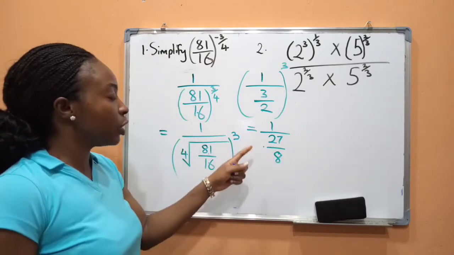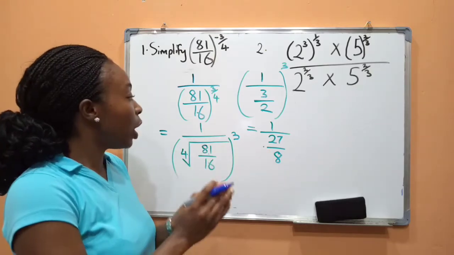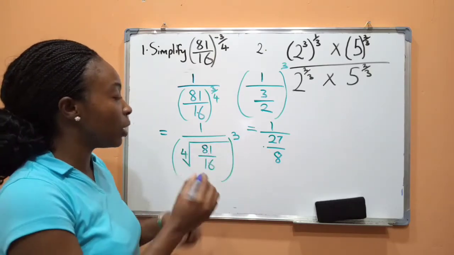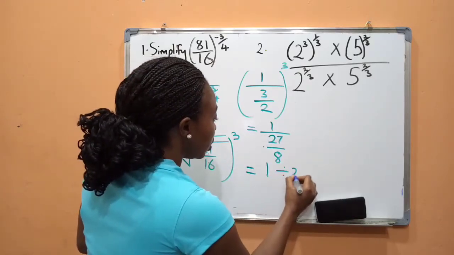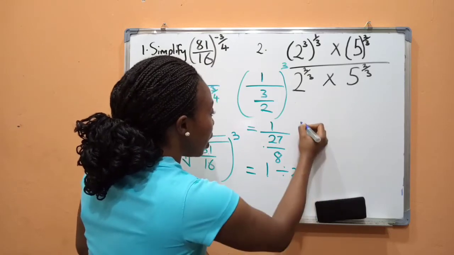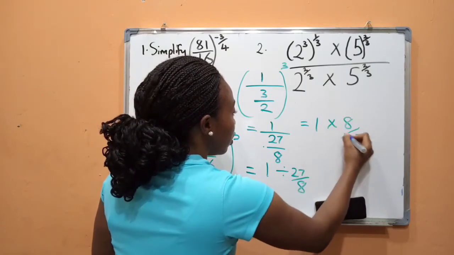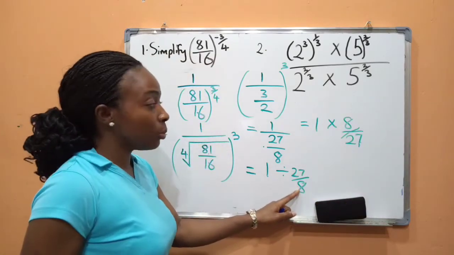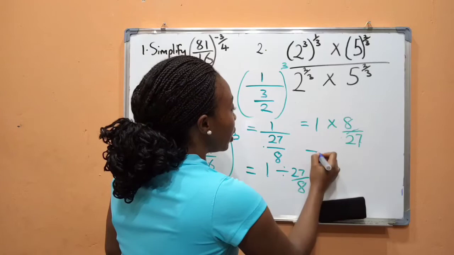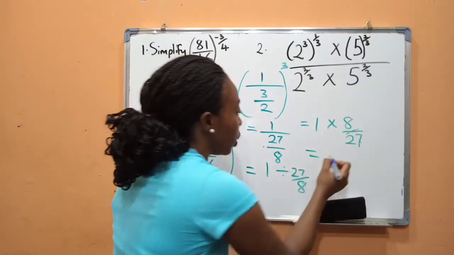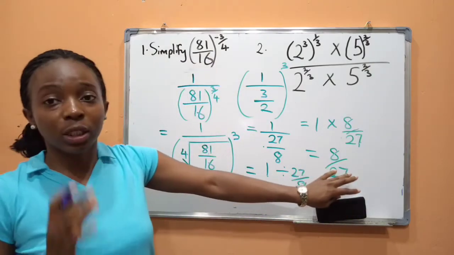By the time we've gotten to this stage, remember I told you, whenever you have a whole number dividing a fraction, or you have a fraction dividing a fraction, the inverse operation is going to take place. What do I mean? We are going to have 1 divided by 27 over 8, and from there, we are going to have 1 times 8 over 27. So this is inverted. The denominator becomes the numerator, and the numerator becomes the denominator. Now we say 1 times 8, we have 8 over 27. So this is the answer. We've succeeded in solving this.